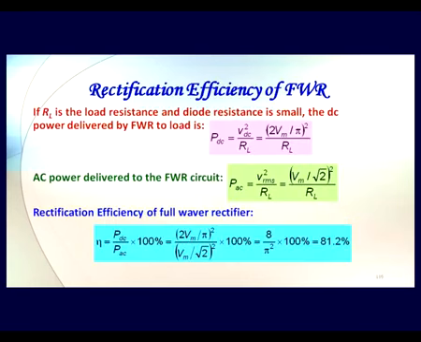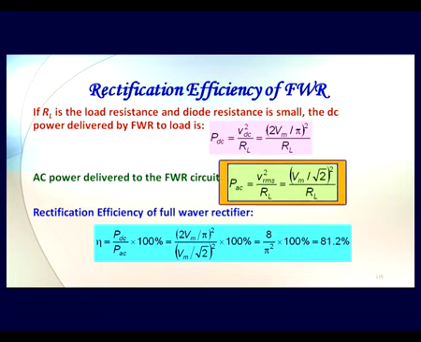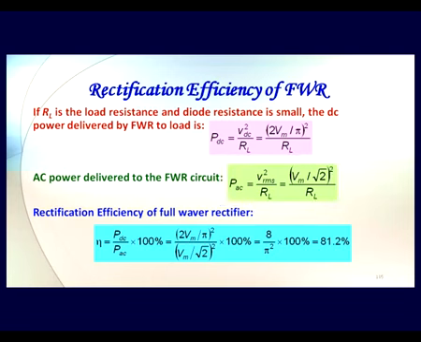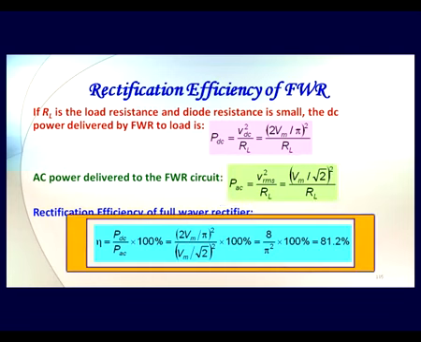And the rectification efficiency also, if you see, by just substituting VDC square by RL for PDC and VRMS square by RL for PAC, then PDC by PAC will be equal to 8 by pi square into 100, that is 81.2%, a very high efficiency. And that's why we are having very good performance when a full wave rectifier is there.